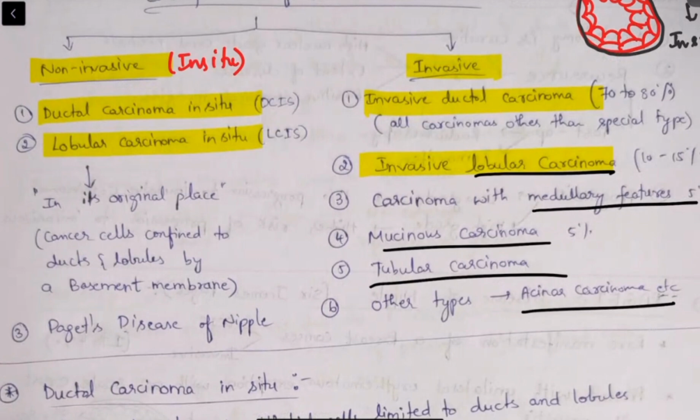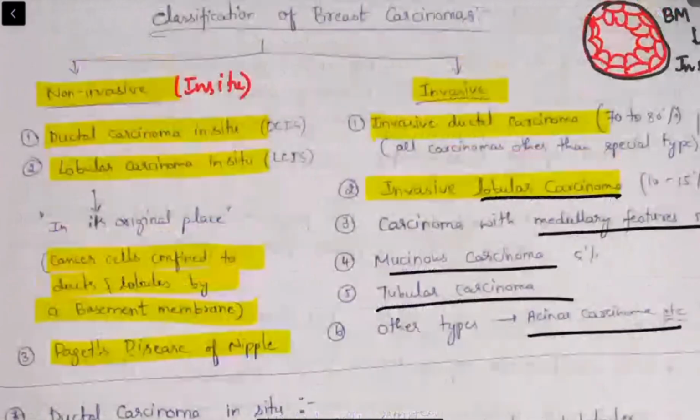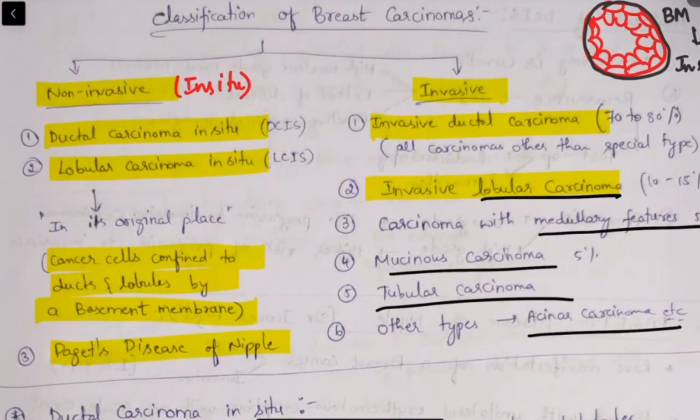So in this case, in situ, cancer cells are confined to ducts and lobules by a basement membrane and they won't break the basement membrane, hence it is called in situ. There is one more condition, that is Paget's disease of nipple, which is classified under in situ carcinoma. Okay, we will discuss this a bit later. So just remember, under non-invasive carcinoma there are three conditions: ductal carcinoma in situ, lobular carcinoma in situ, and Paget's disease of nipple.